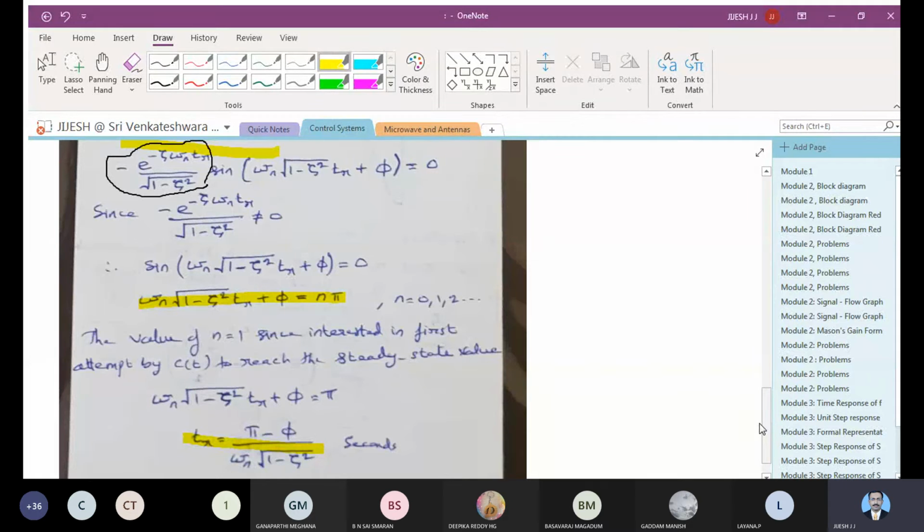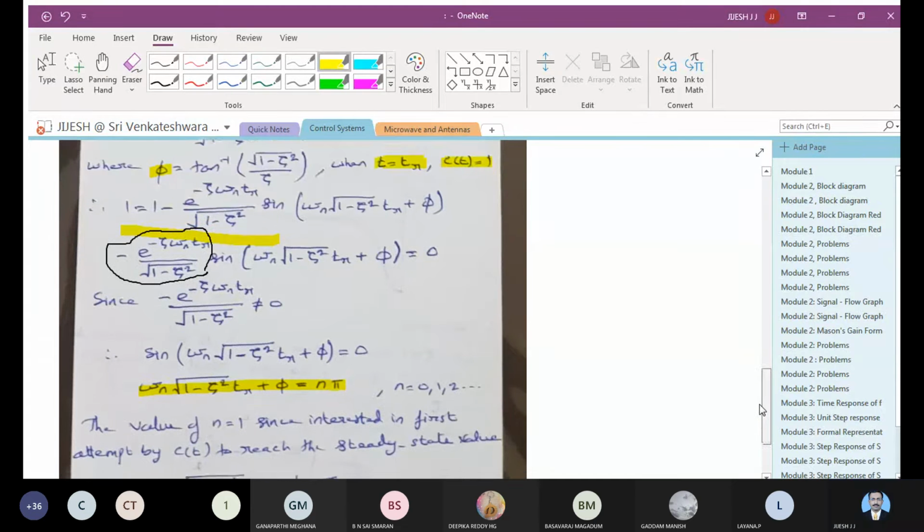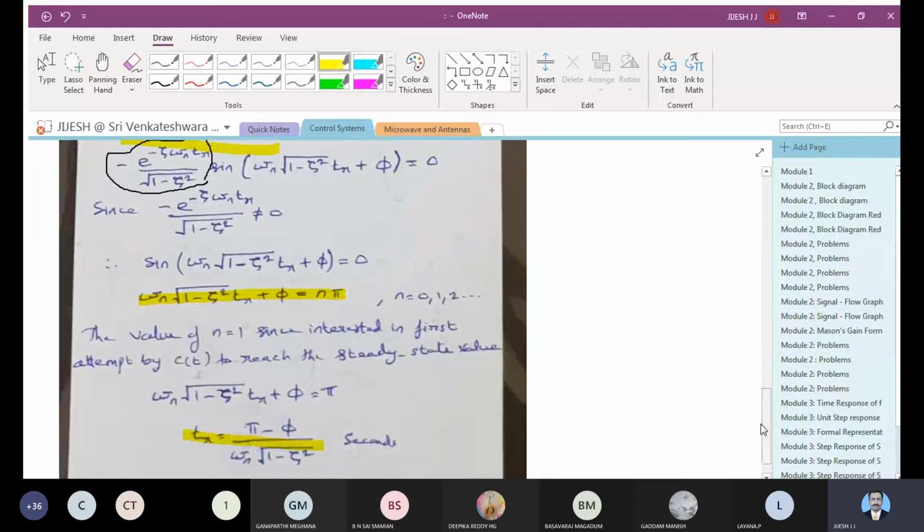You know that phi can be written as tan inverse of root of 1 minus zeta square by zeta. Those things you should know when you are solving any numericals. All of these will be required, so substitute and find out the value for tr. This is very simple to understand.